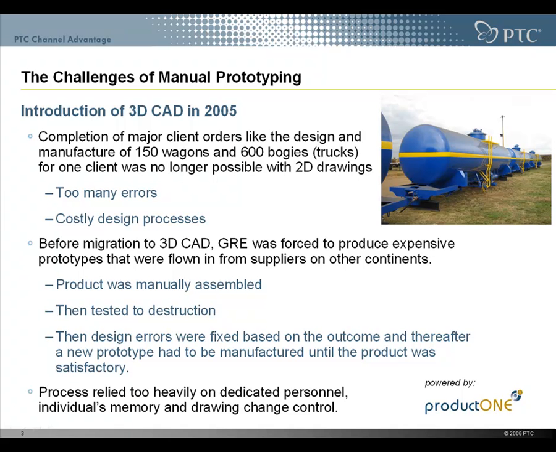This was a very costly process because it relied on manual prototyping. In the past, they were forced to produce expensive prototypes that were flown in from their suppliers in other continents. They had to manually assemble the product, test it to destruction, and then fix the design errors on the outcome. Thereafter, they had to manufacture a new prototype. The process relied heavily on dedicated personnel, individuals' memory, people's experience, and also a manual change control process.